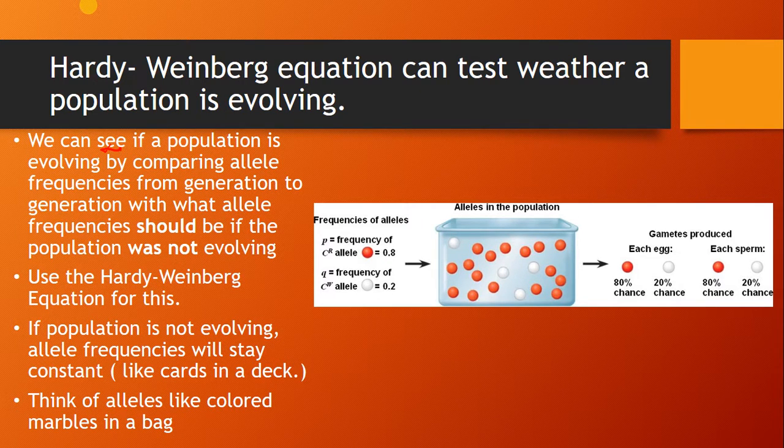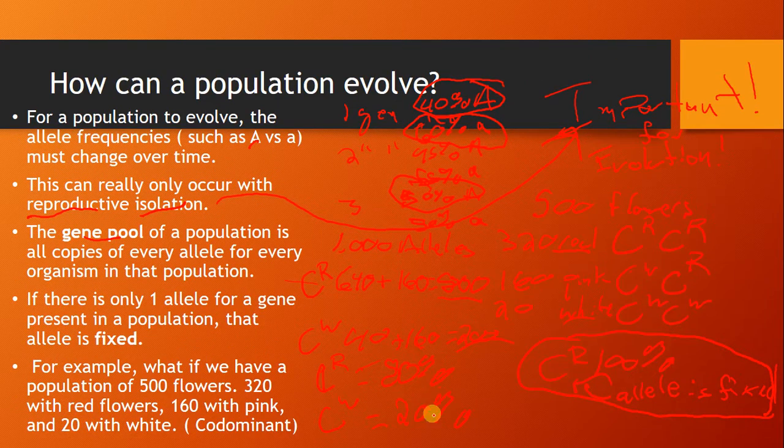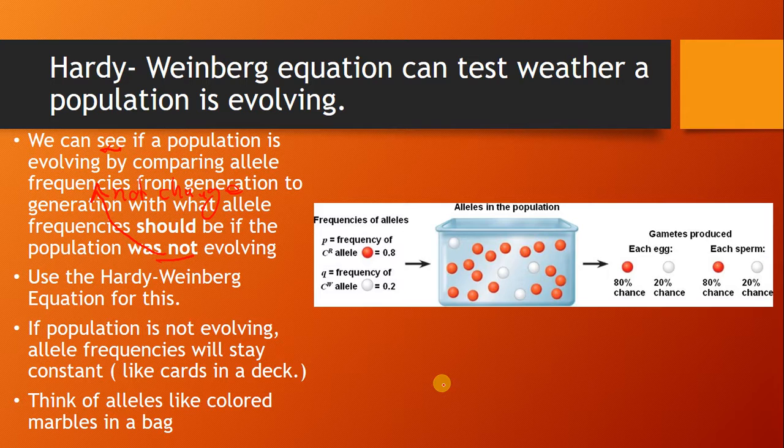And we're going to compare what the allele frequency should be if the population was not evolving. So if the population is not evolving, the allele frequency shouldn't change. If there is change in allele frequency, for example, if there's a change from this 80 to 20 over time, the population is evolving. And we use the Hardy-Weinberg equation to do this.